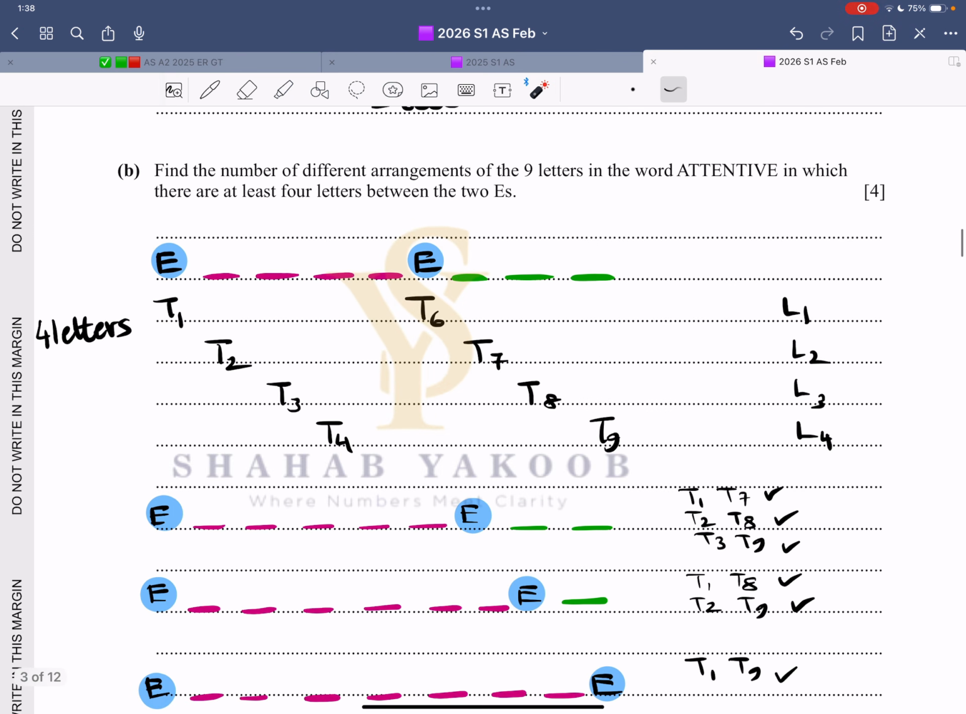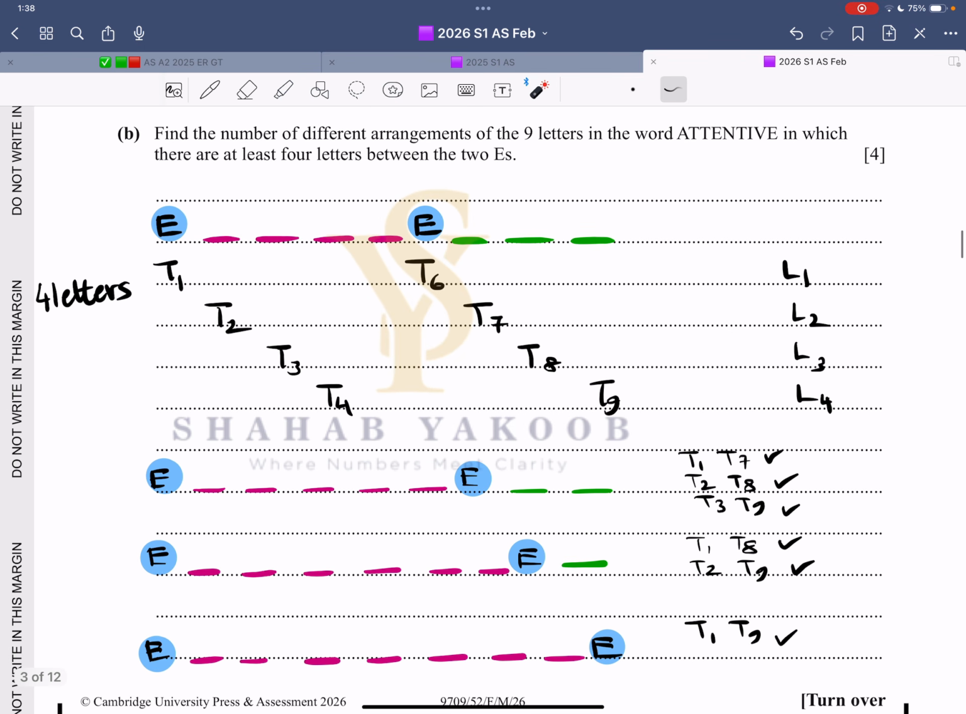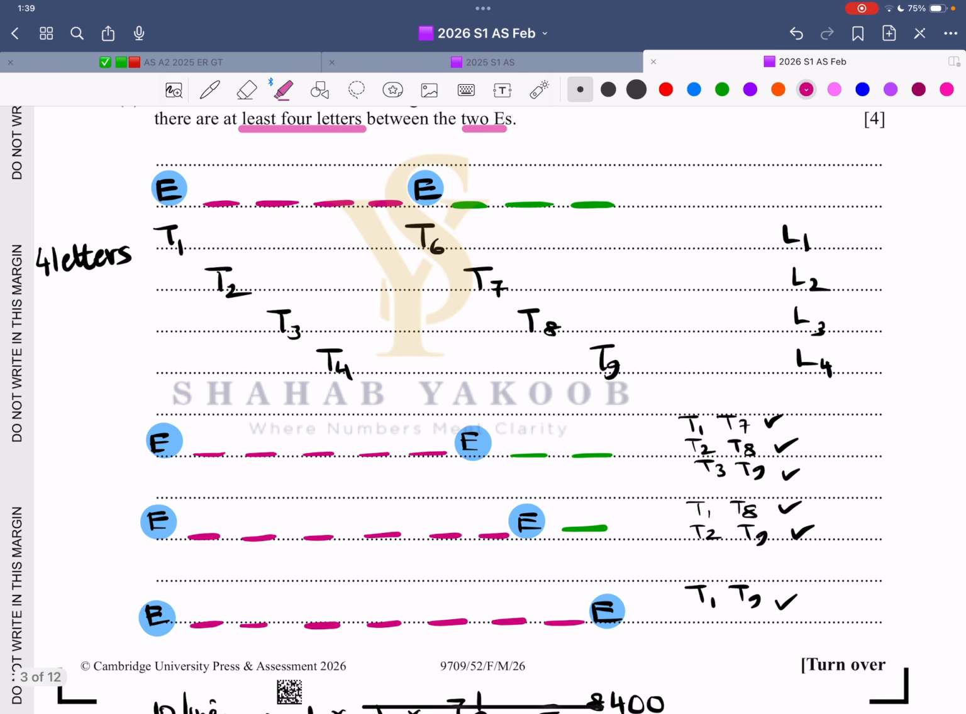Part B. Find the number of different arrangements of the 9 letters in the word in which there are at least 4 letters between the 2 E's. We have done questions in which there are exactly 4 letters. Now if it says at least 4 letters, it could be 4 letters. It could be 5 letters. It could be 6 letters.